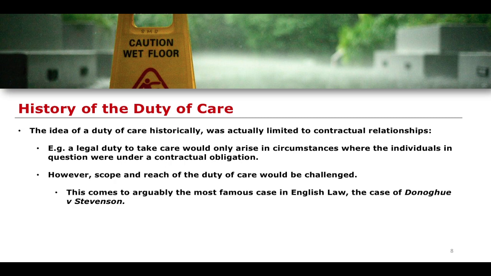And this is what happens when we see arguably the most famous case in English law, the case of Donoghue and Stevenson. We'll get to the principles of Donoghue and Stevenson in a second, but fundamentally the case essentially expands the duty of care beyond that of contractual relationships to that of anybody that you may have a duty of care towards, and we'll see how that is defined in this case in a second.